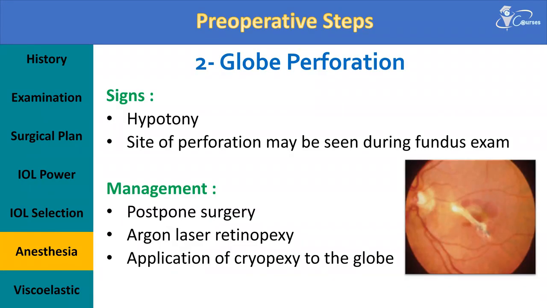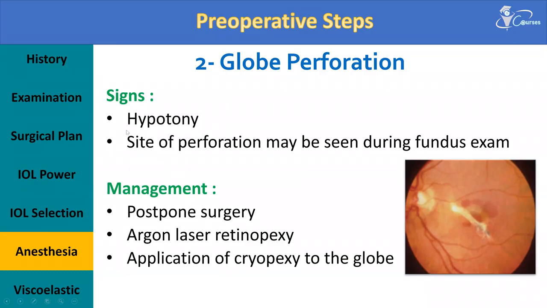The next serious complication is globe perforation. How would you know that the patient had perforation? Usually the patient will experience sudden pain. Then when you examine the globe, you will find hypotony. The globe will be hypotonic.